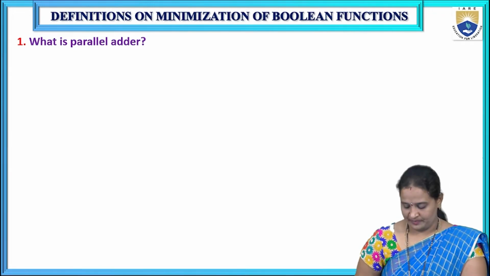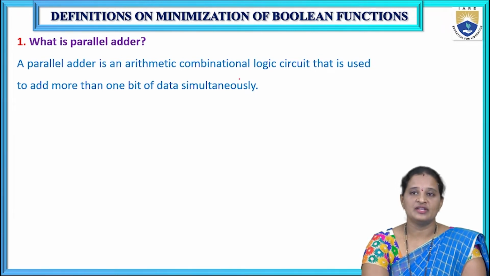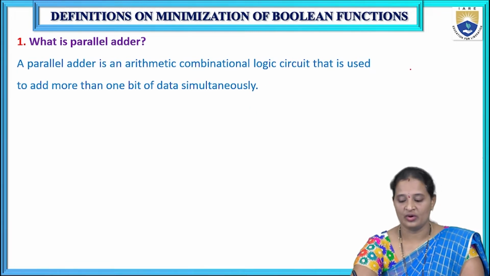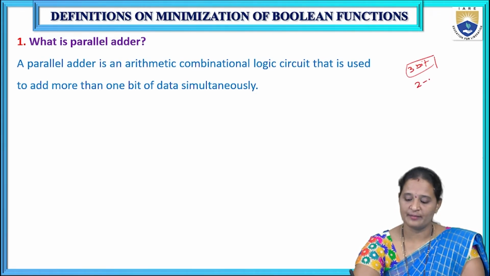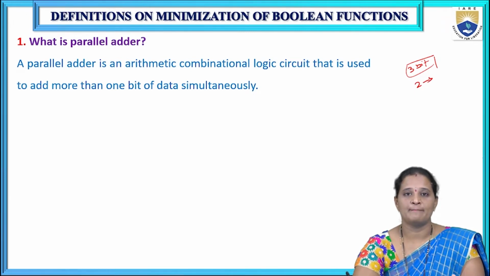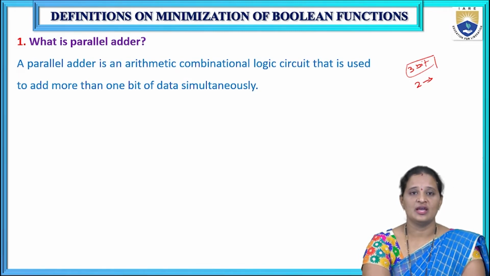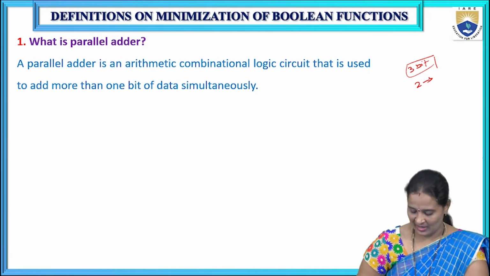So what is a parallel adder? A parallel adder is an arithmetic combinational logic circuit that is used to add more than one bit of data simultaneously. The full adder can add only 3 bits of data at a time, but if you want to add two binary numbers of more than 1 bit each, then we have to go for a parallel adder. So we can define the parallel adder as a combinational logic circuit that can be used to add two numbers of more than 1 bit simultaneously or parallelly.